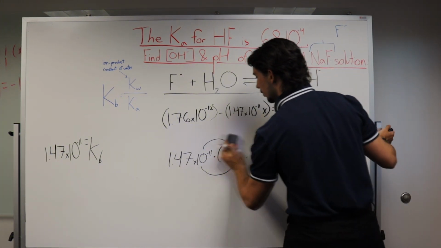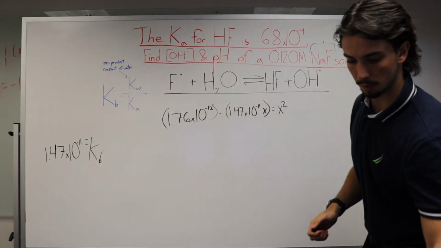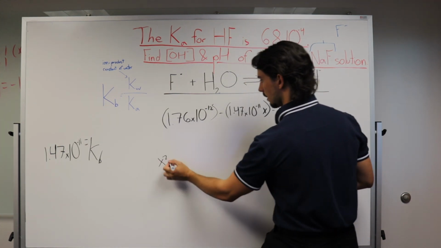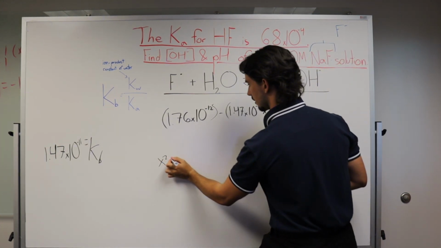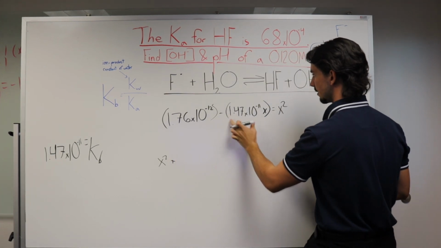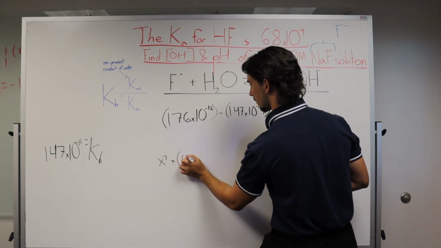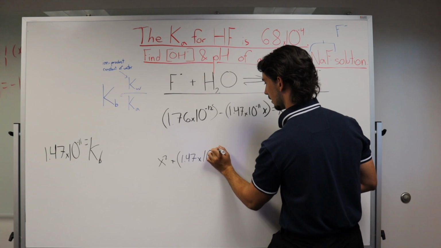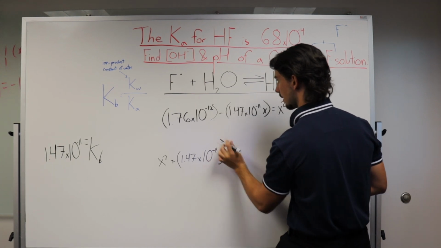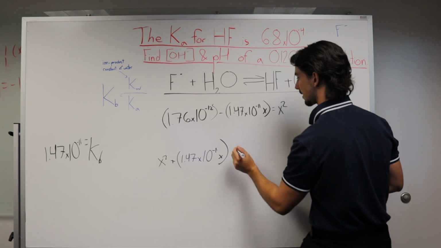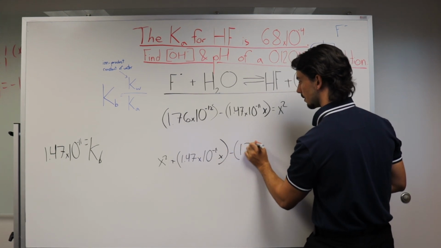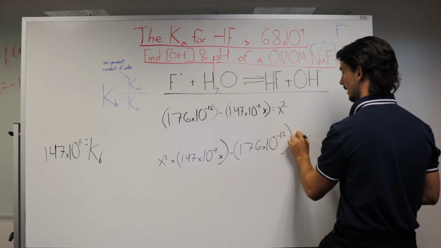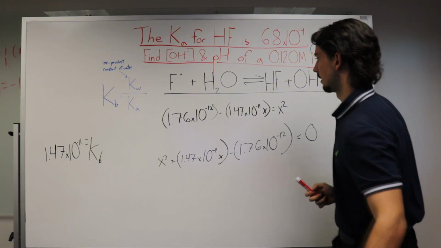Now, once we rearrange it a little bit more to get it equal to 0, we'll get x squared plus, so we have to add this to both sides, plus 1.47 times 10 to the negative 11 x, minus, subtract this amount from both sides, minus 1.76 times 10 to the negative 12. Now everything is equal to 0. Perfect. That's exactly what we want.